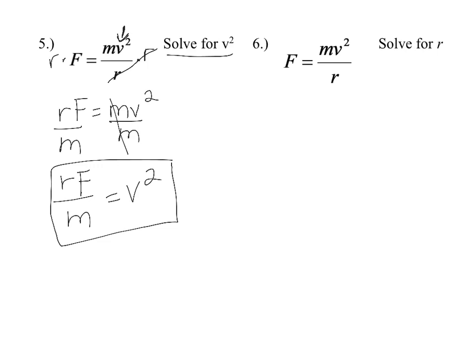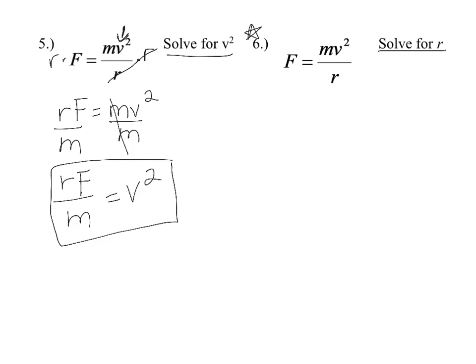All right, so number 6. Number 6, go ahead and put a little star by number 6 because these types of problems sometimes tend to throw people. It's asking you to solve for r. Now r is a divisor. R is the thing that you're dividing mv squared by. You cannot isolate r if it's in your denominator. So what you have to do to start this problem off is clear that fraction bar.